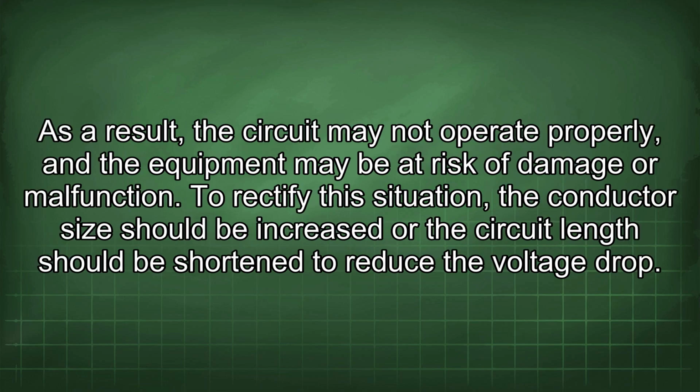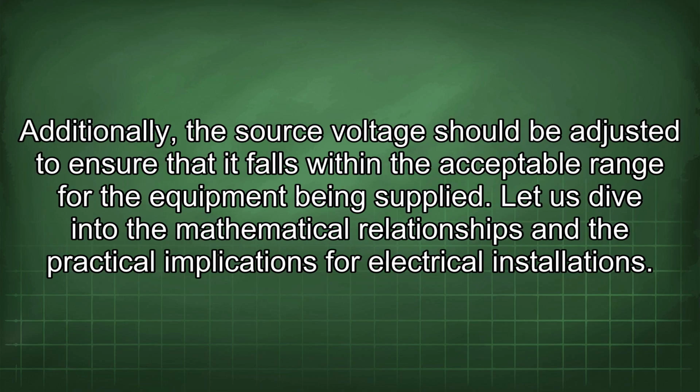As a result, the circuit may not operate properly, and the equipment may be at risk of damage or malfunction. To rectify this situation, the conductor size should be increased or the circuit length should be shortened to reduce the voltage drop. Additionally, the source voltage should be adjusted to ensure that it falls within the acceptable range for the equipment being supplied. Let us dive into the mathematical relationships and the practical implications for electrical installations.